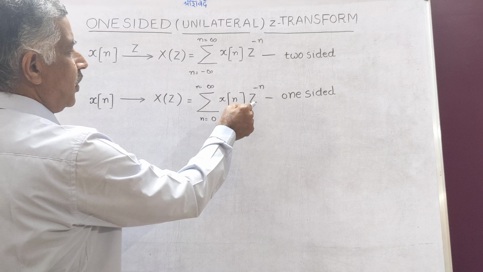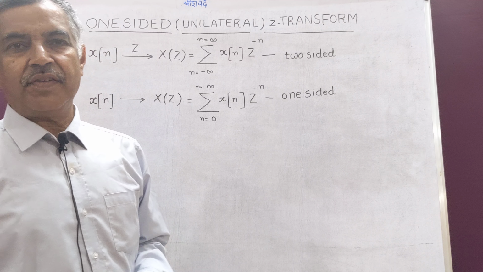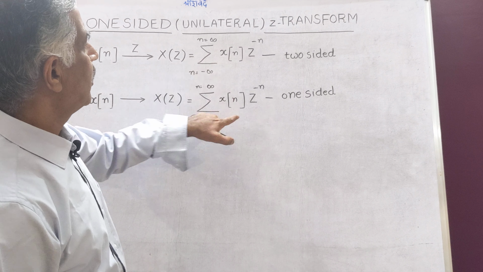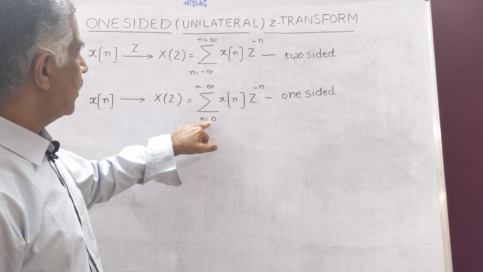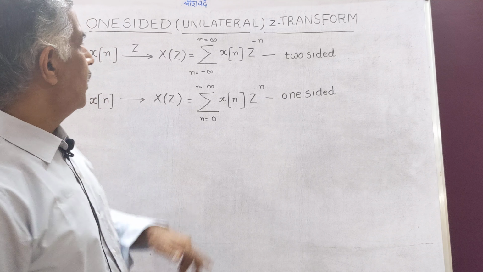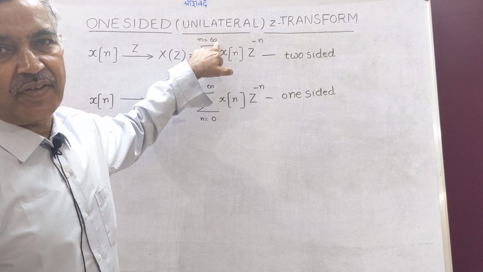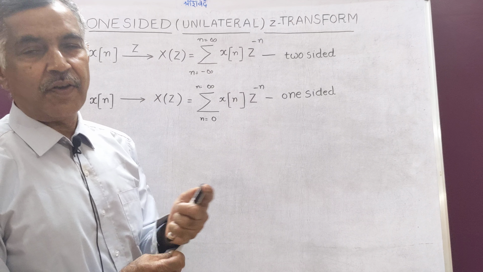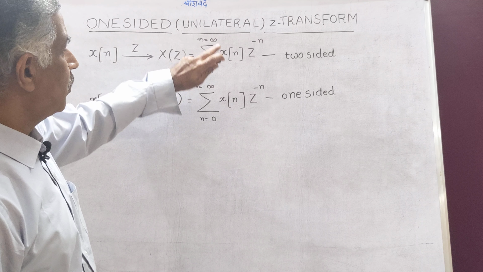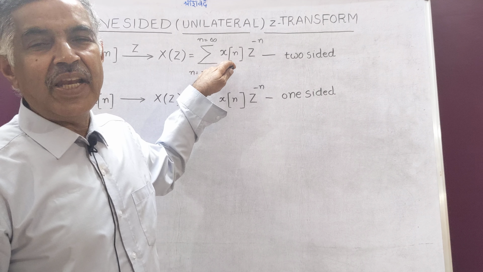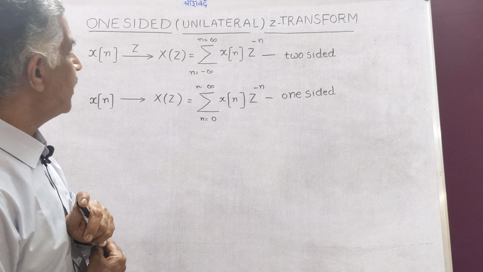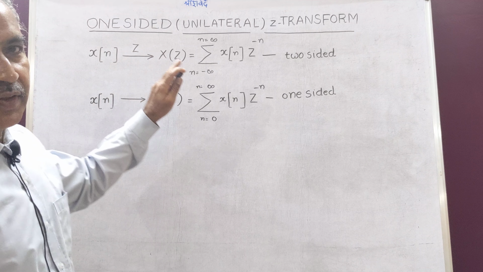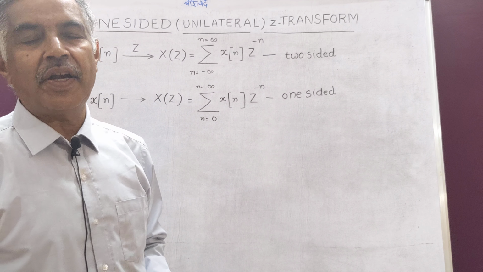So if x of n is given, you can find two Z transforms: the double-sided Z transform as well as the one-sided Z transform. What is the difference between these two? The difference lies in the lower limit of summation. Here the summation is from minus infinity to plus infinity, whereas here it is from 0 to infinity. So from now onwards, we shall deal with one-sided or unilateral Z transforms.